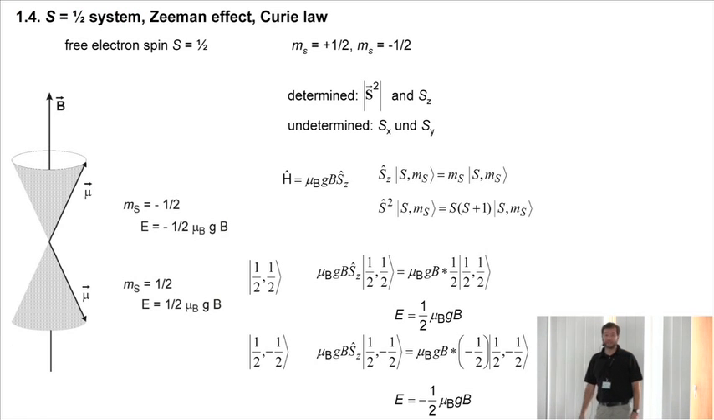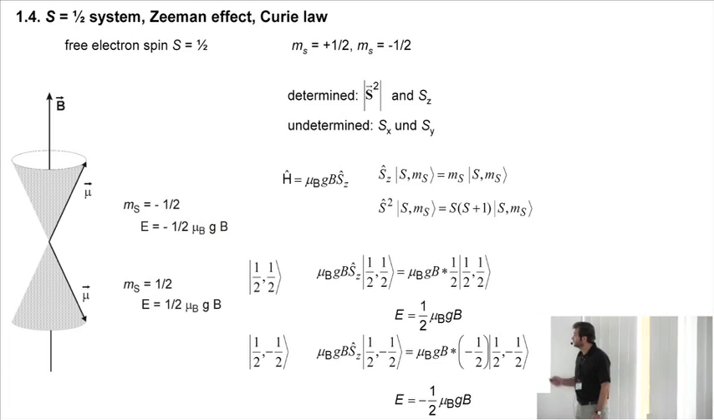Okay, now let's apply this to calculate susceptibilities for special kinds of ensembles. Let's start with a very simple ensemble. We have an ensemble of pure S equals 1/2 spins. Then we come to the Zeeman effect and then to the Curie, you will see. So the free electron spin is S equals 1/2, and you know that a spin of S equals 1/2 has two magnetic orientation quantum numbers, ms plus 1/2 and ms minus 1/2.